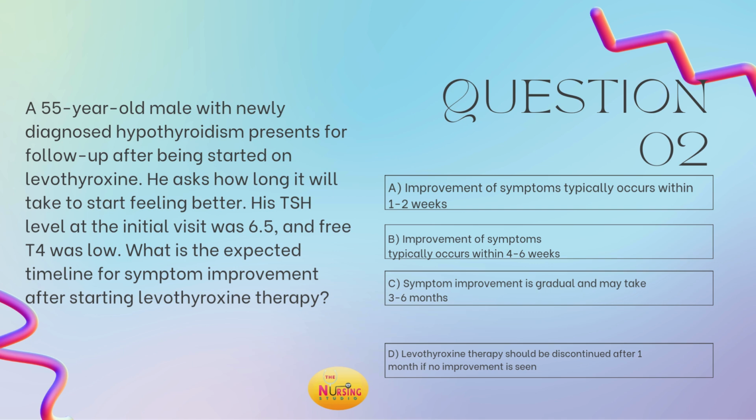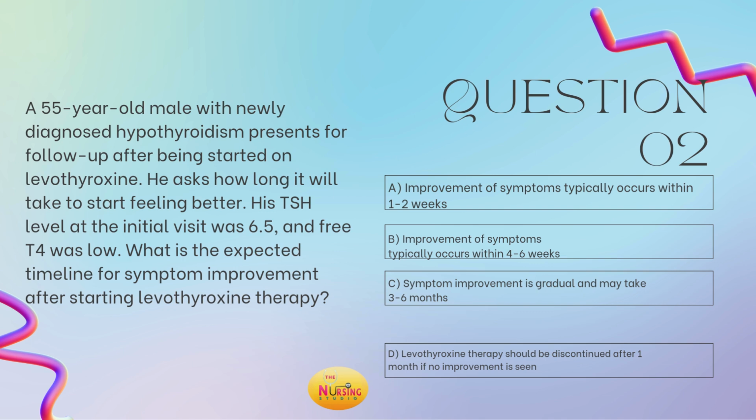His TSH level at the initial visit was 6.5, and his T3 and T4 was low. That doesn't say anything about T3, but my brain went straight there. But free T4 was low. What is the expected timeline for symptom improvement after starting levothyroxine therapy? So let me read that one more time because I butchered that.